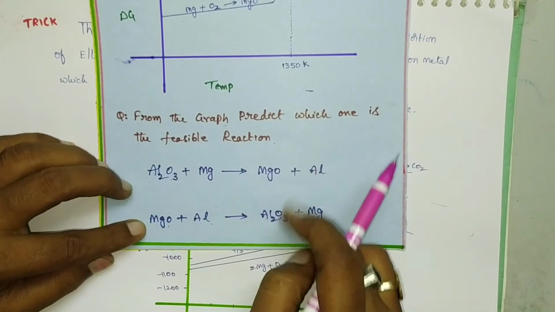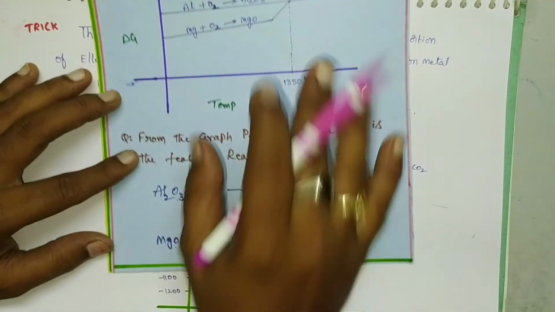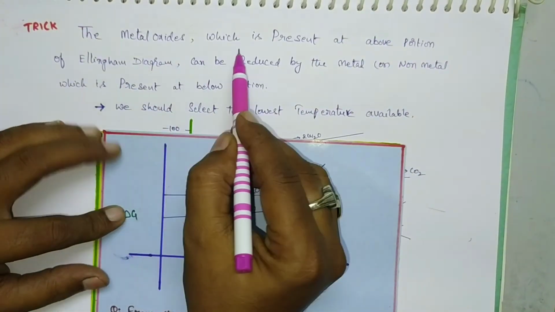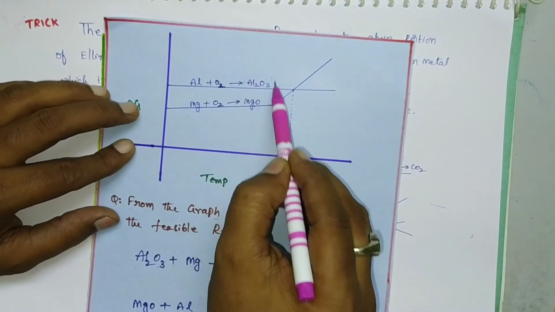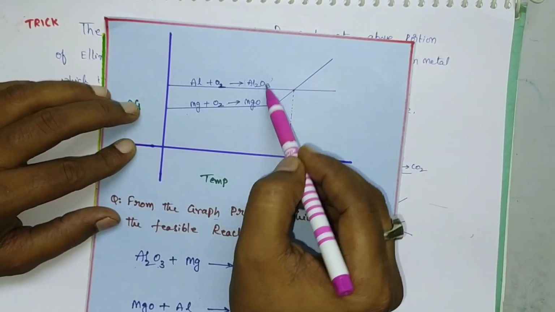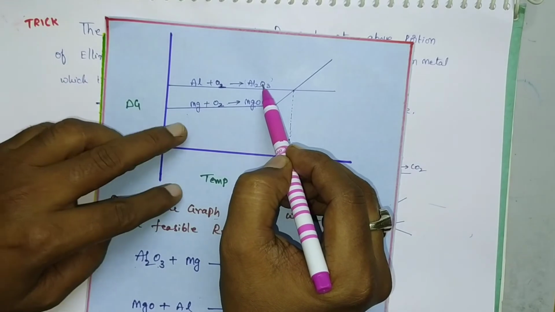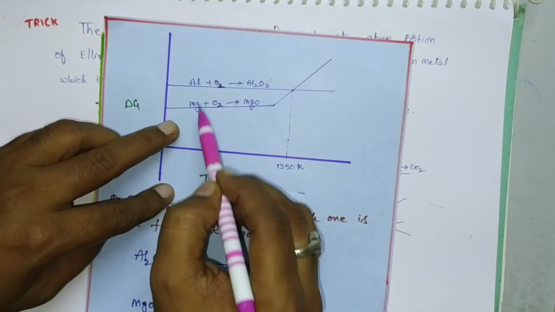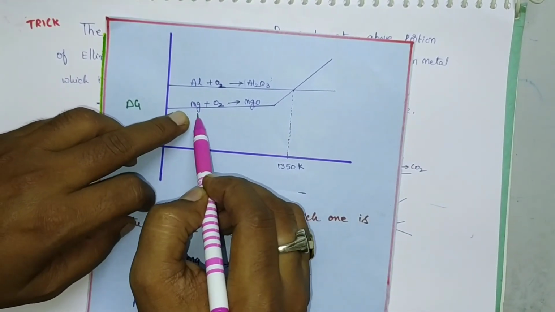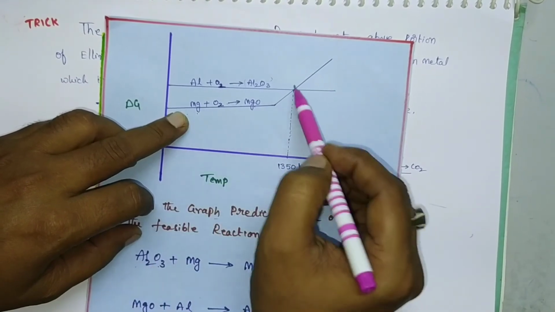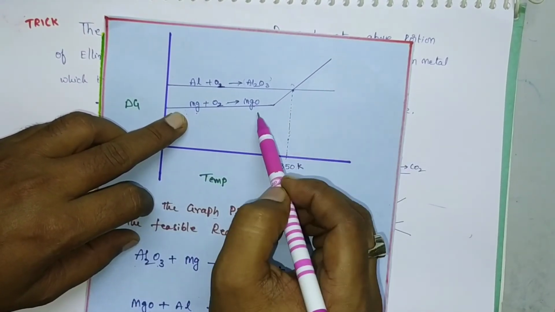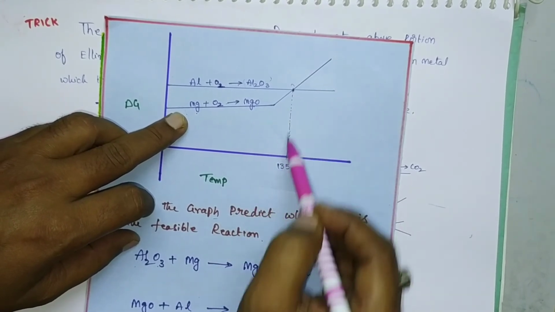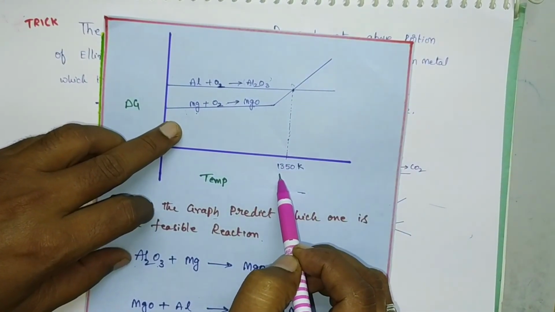So here which one is the most feasible reaction? So we have to go for the trick. So the metal oxide which is present above portion of the Ellingham diagram can be reduced by the metal which is present below portion. Okay, clear? So here below this particular temperature 1350 Kelvin, here the conjunction of these two curves, at this point the temperature is 1350 Kelvin.